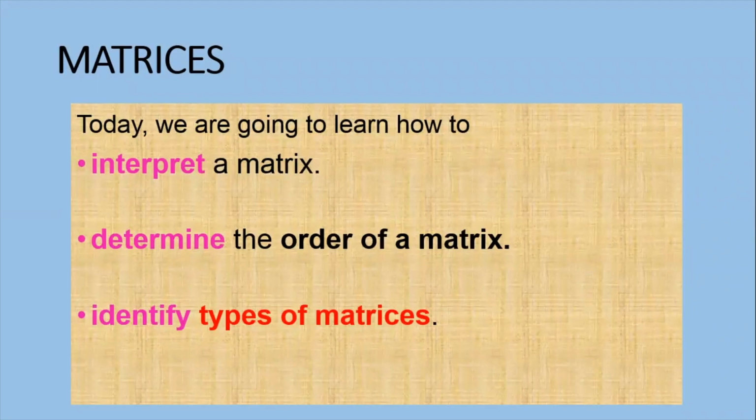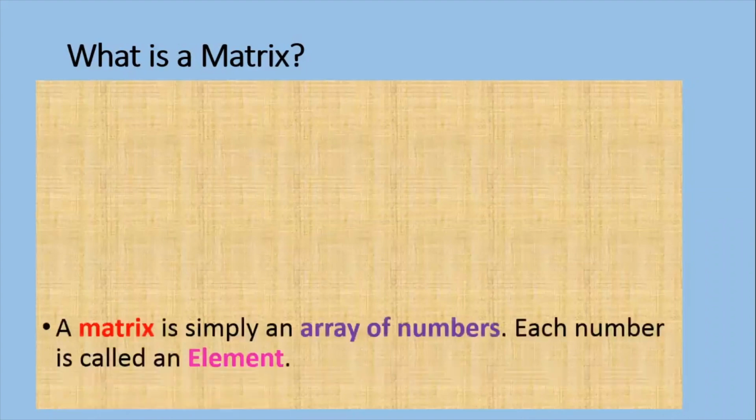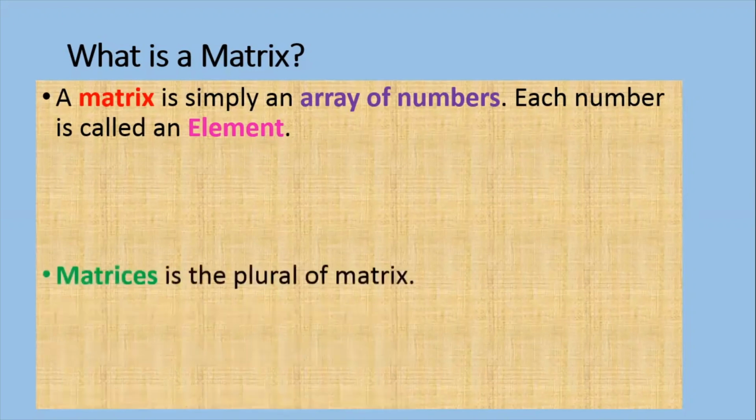So we're going to learn how to interpret a matrix, determine the order of a matrix, and identify the different types of matrices. Right, so what is a matrix? A matrix is simply an array of numbers, right? And each number of that matrix is called an element. So I say it again. A matrix is an array of numbers, and each number is called an element.